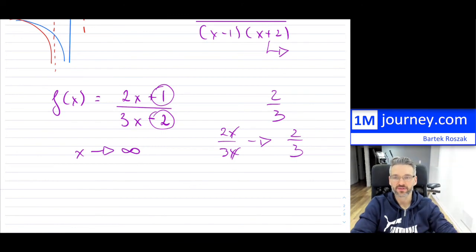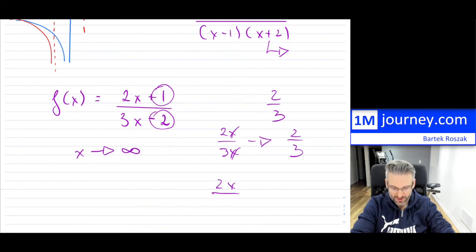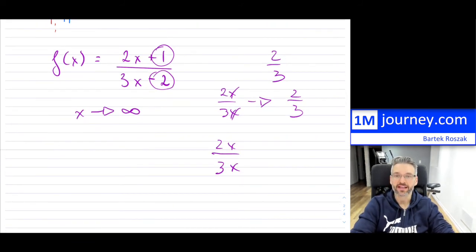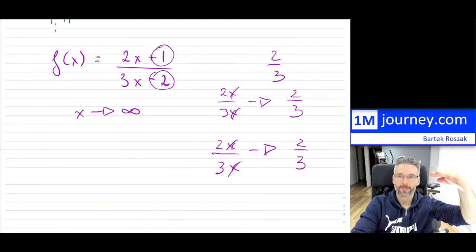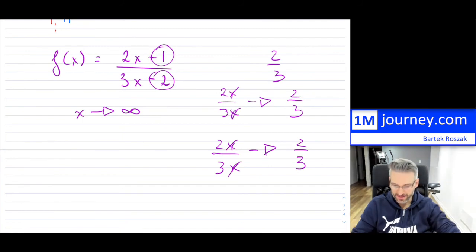Now, on the negative side, we're going to have 2x over 3x, and x is negative. So again, the x's will cancel, and still this will tend towards 2 over 3. So we're going to have this horizontal asymptote all the way throughout. All right? Okay, and let's take a look.